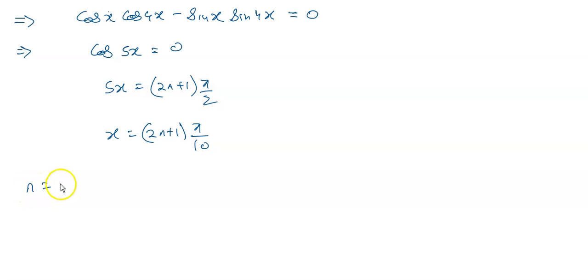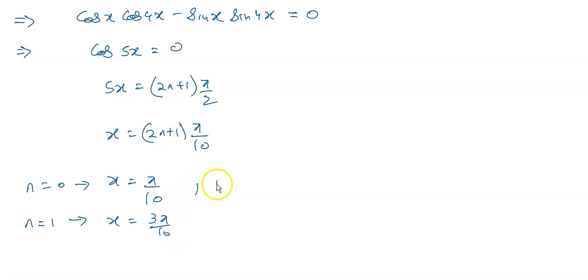Corresponding to n equal to 0, what will we get? x equals pi by 10. So yes, this belongs to 0 to pi. So this is one value. Then if I substitute n equal to 1, what do I get? x is equal to 3 pi by 10. This is also a solution.